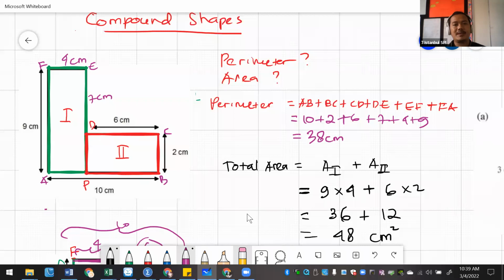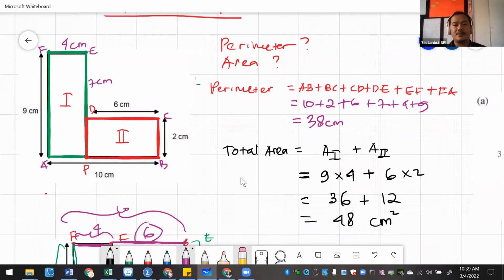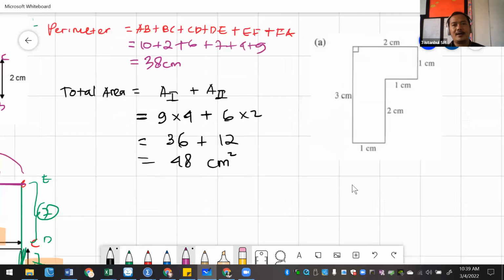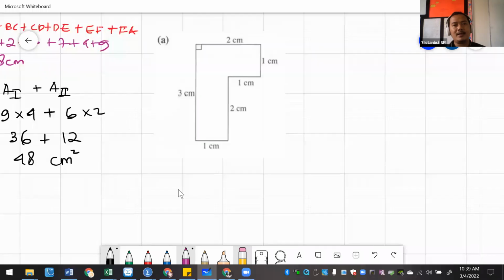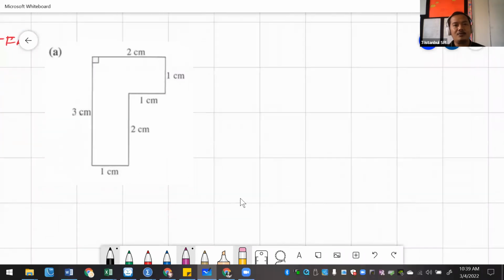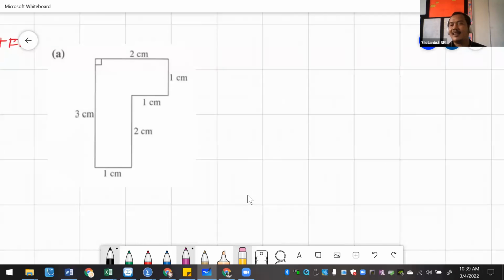Okay, so let's go to the next shape. The next shape is actually almost the same as this one. So I'm gonna show you the next shape, which is this one. Wah, ini mirip banget dengan yang tadi, Pak. Of course, very look alike. For this time, all of the lengths are here. So you have all of the lengths.